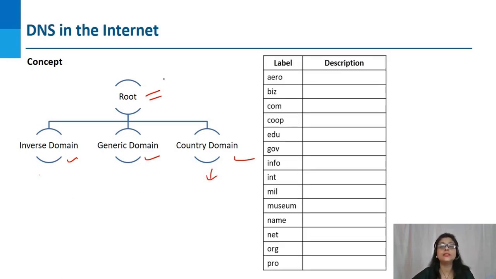So here let's look at the different levels we can have. We can have aero, which is basically the airlines. We can have biz for business.